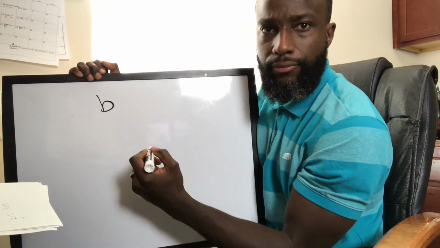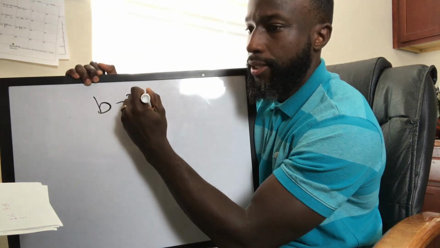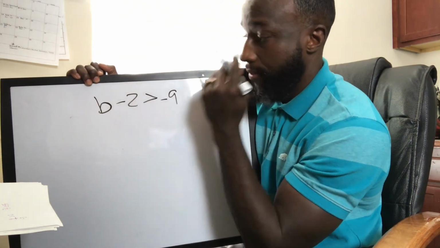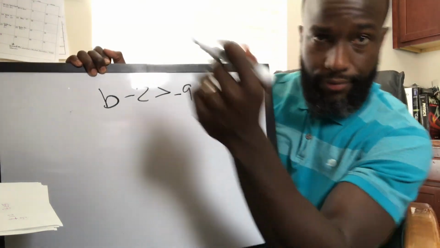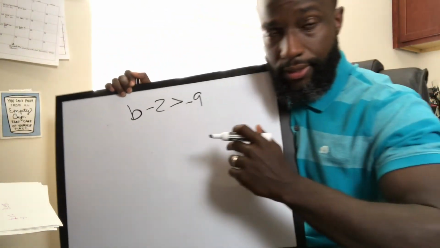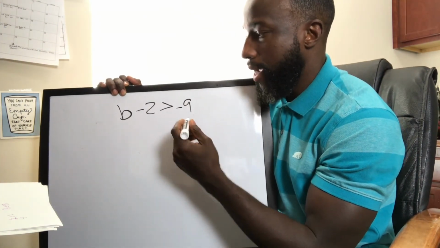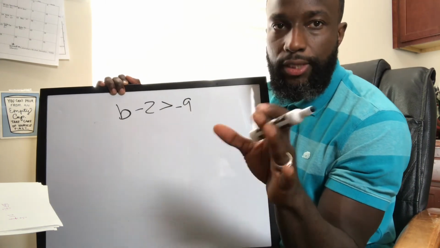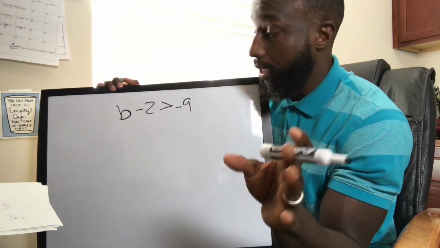B minus 2 is greater than negative 9. Make sure you can see it. All right, here we go. B minus 2 is greater than negative 9. What we'll do is solve it and then graph it, because we talked about graphing in the previous video.